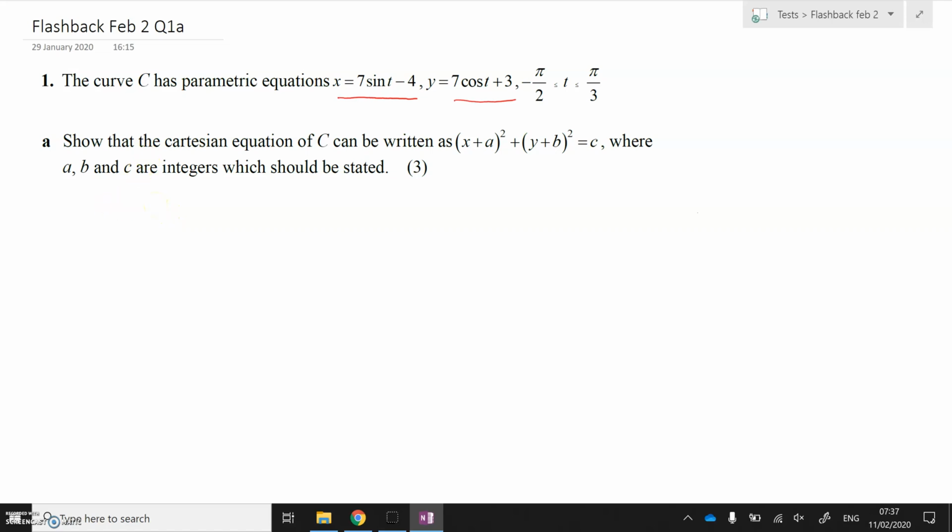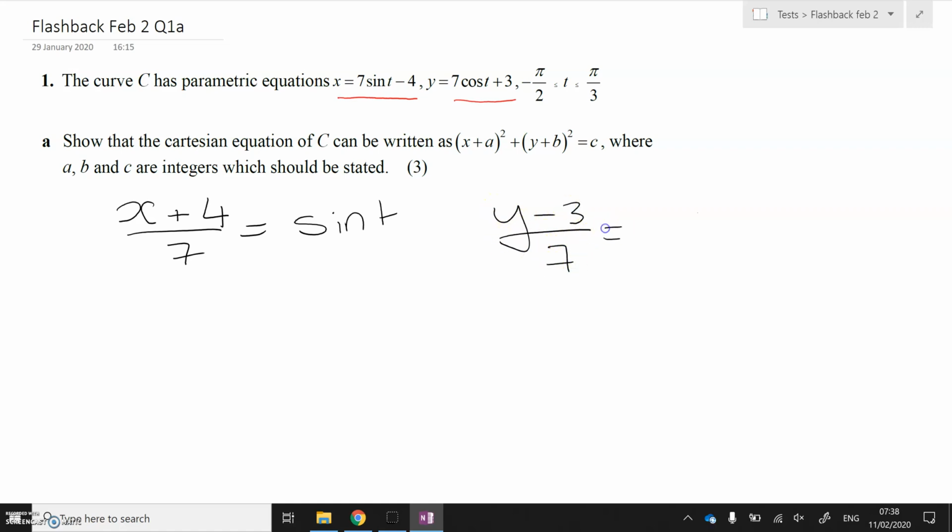The best one here to use is sin squared plus cos squared equals 1. So let's make sin t the subject of the x equation. We can do that by making it (x plus 4) over 7 equals sin t. And let's do the same for the y equation, but making cos t the subject here. So (y minus 3) over 7 is equal to cos t.